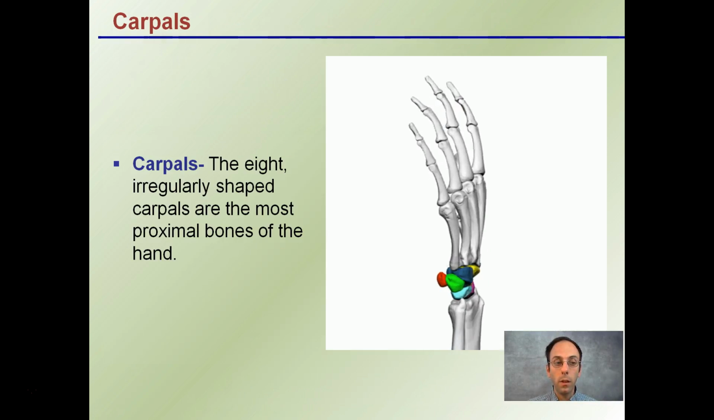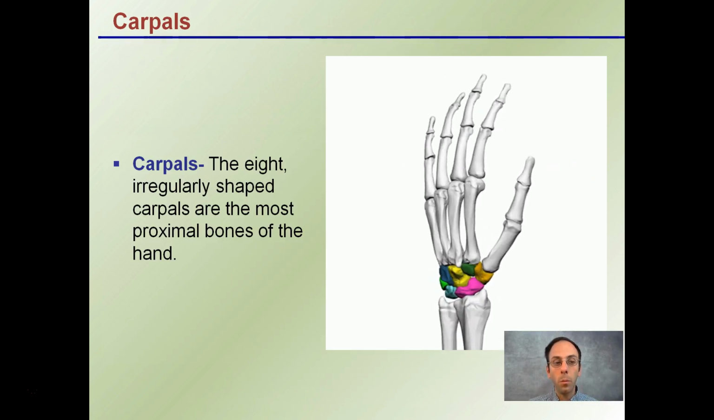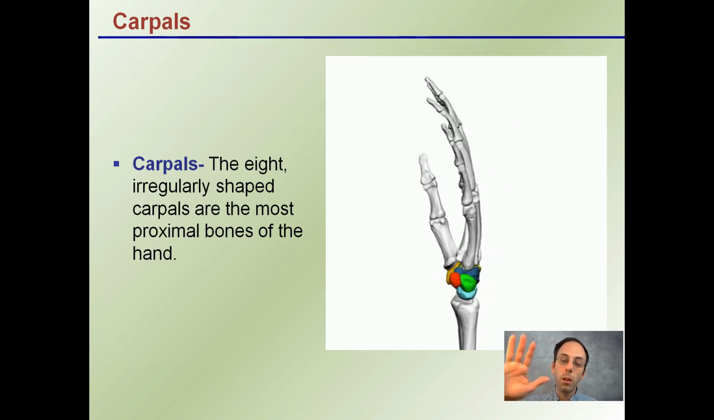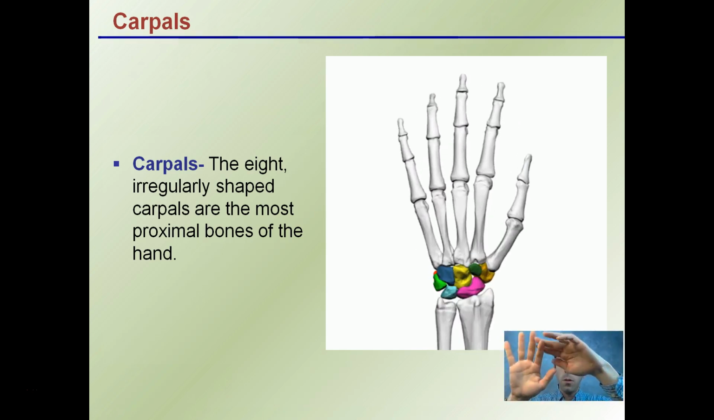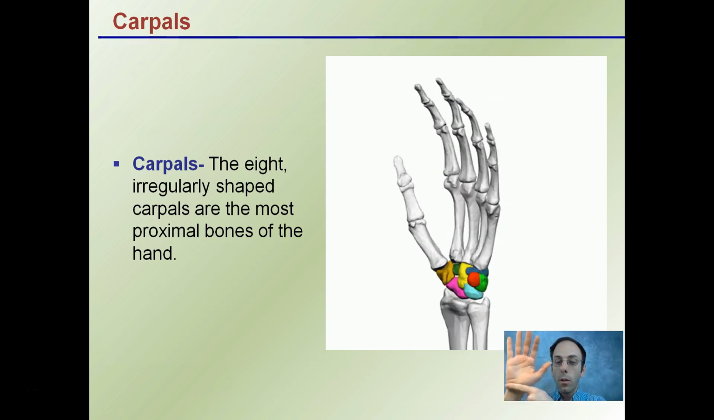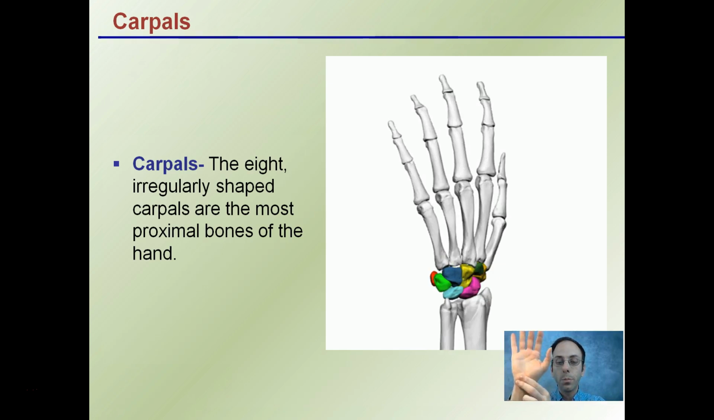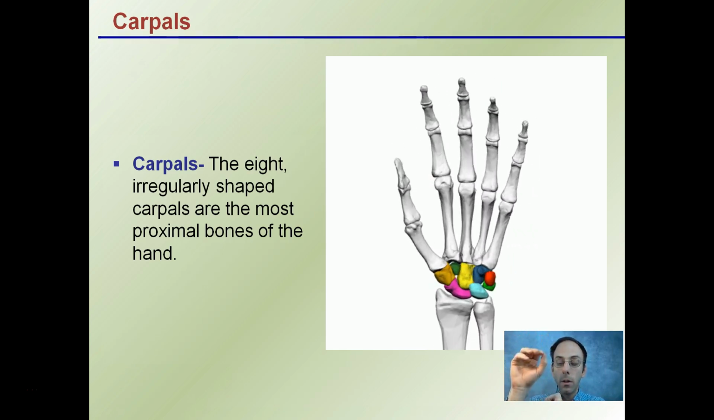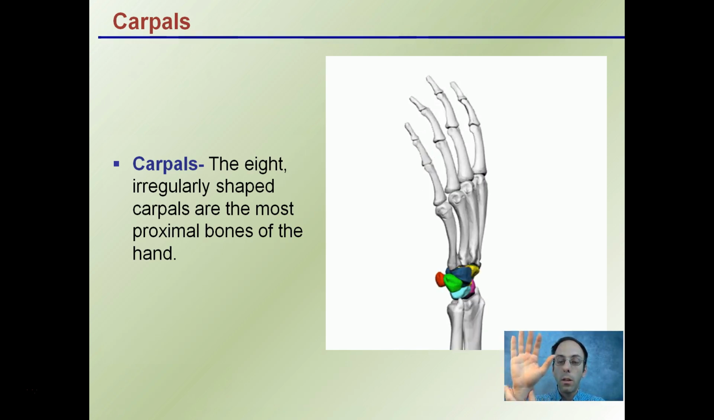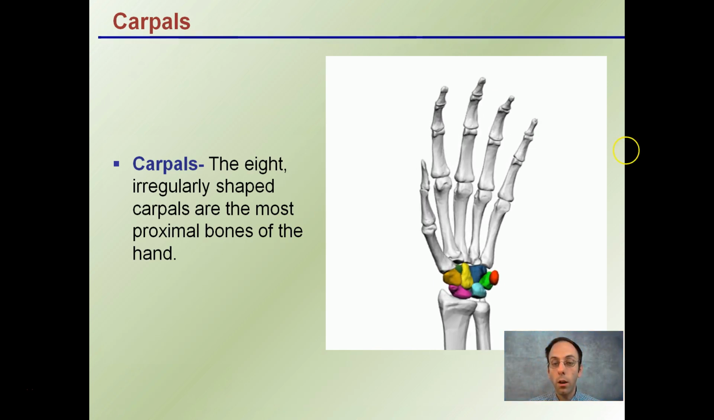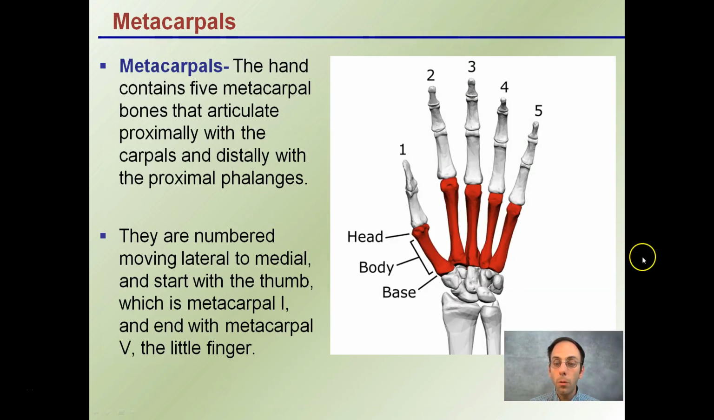Starting with the carpals here, the 8 irregularly shaped carpals are the most proximal bones of the hand. So remember, if we're looking at the hand here, distal would be furthest away, proximal would be closest to the midline, so we're most proximal. We're right here in this region. This would be the carpals. There's 8 irregularly shaped bones in this region. Keep in mind we have our radius and our ulna down here, and just above them they articulate with the carpals.